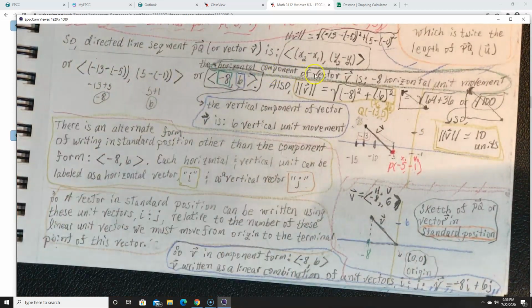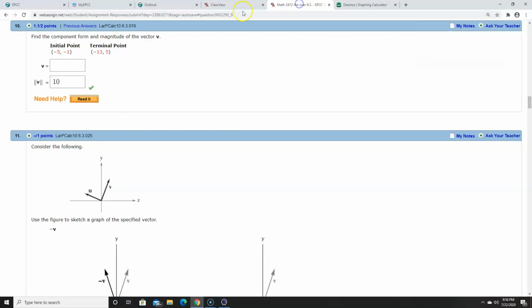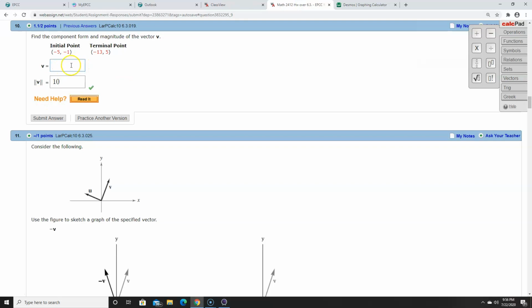Okay, so the horizontal component of vector V is -8 horizontal units, or movement. That's the first number in this funny symbol notation, which is component form. And the vertical component of vector V is 6 vertical unit movement. So we're done for this problem, except to type it in. But I want to use this problem to teach you one other way of writing a vector where you move the initial point to the origin.